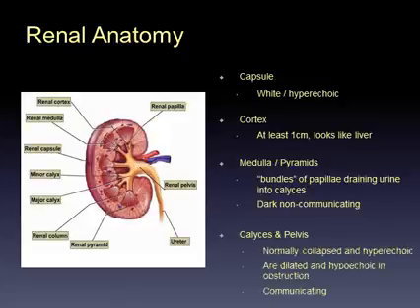In the normal situation, these are normally collapsed and hyperechoic, showing as white echogenic material. When there is obstruction, fluid will aggregate in the pelvis and the calyces, and they will show as dark. Important to point out that they are all intercommunicating as compared to the pyramids, and that is important.